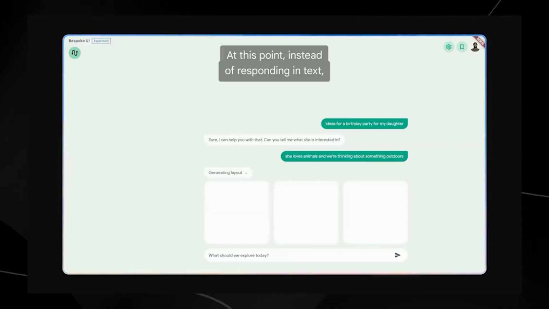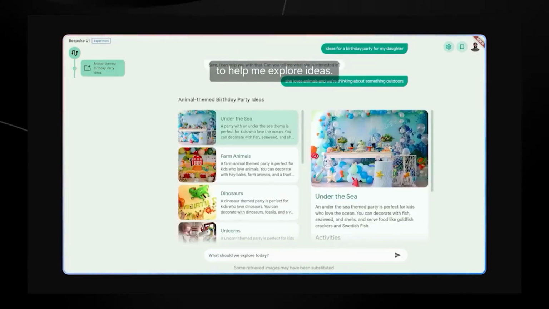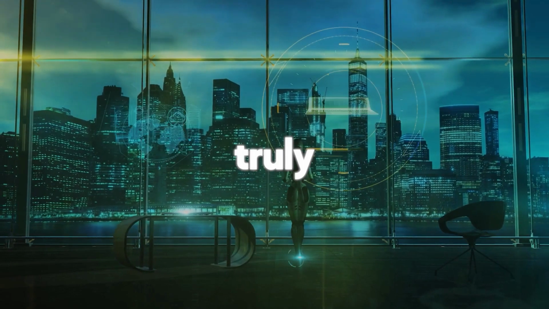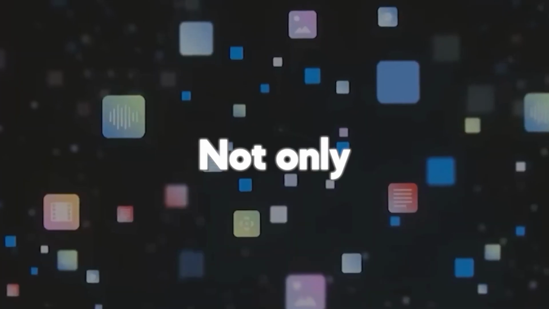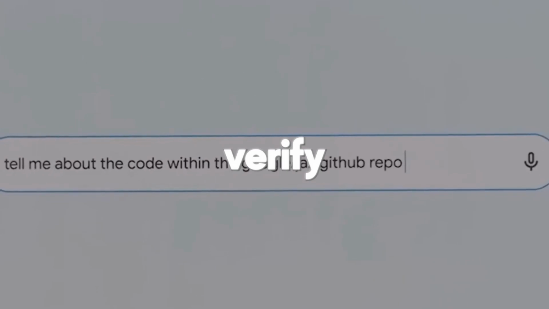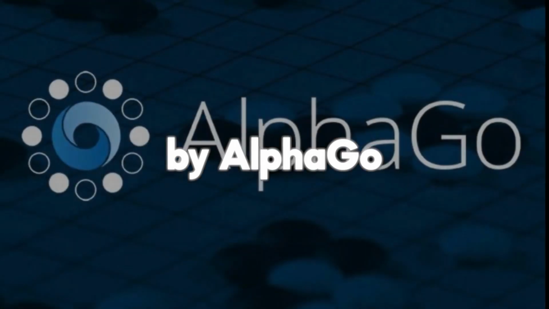Instead of responding in text, Gemini goes and creates a bespoke interface to help explore ideas. What makes Gemini truly great is its multimodal advanced reasoning capabilities. Not only does it utilize memory to verify sources using Google search and enhance accuracy, it also utilizes tree search and reinforcement learning techniques that were inspired by AlphaGo.